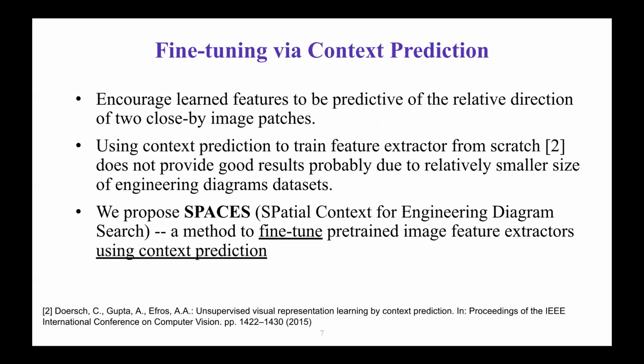However, using only context prediction to train a feature extractor from scratch does not provide good results, probably because of the smaller size of the engineering diagram datasets. As such, we want to leverage pre-trained networks also, which have been shown to learn abstract features like lines and shapes. Therefore, we propose SPACES, a method to fine-tune pre-trained image feature extractors using context prediction.